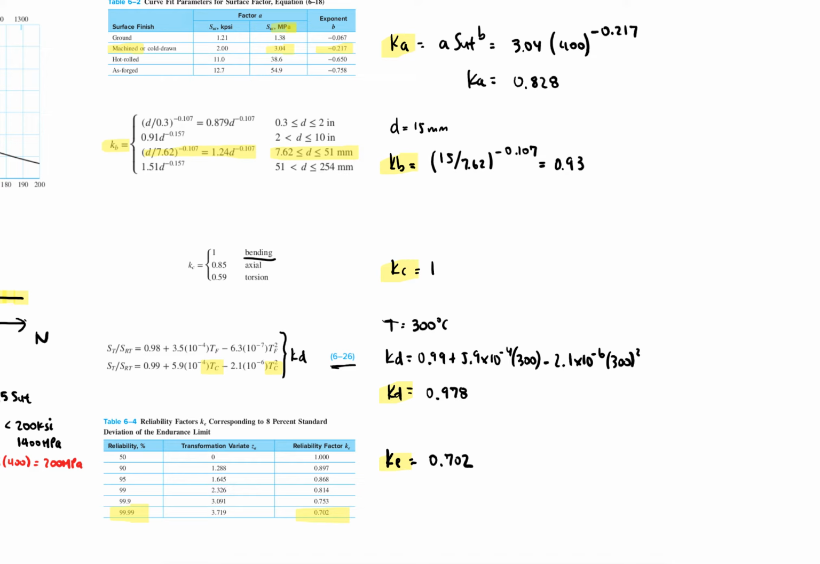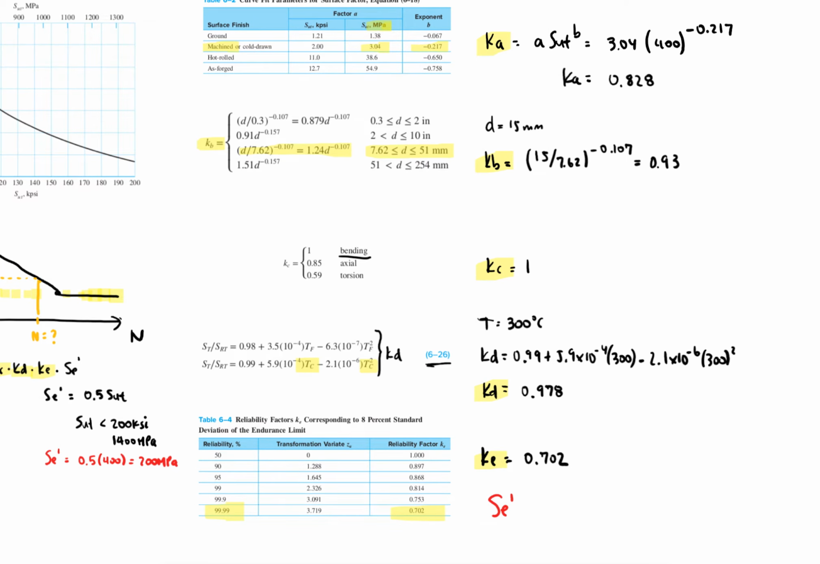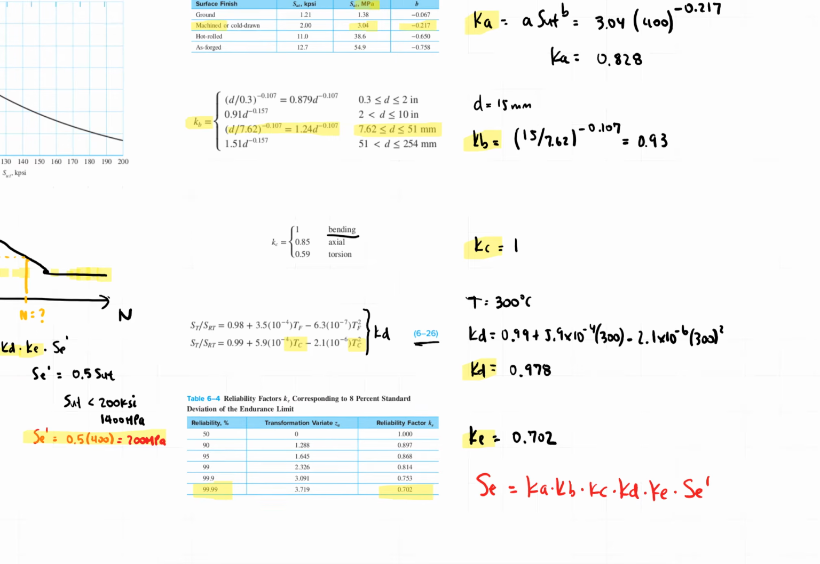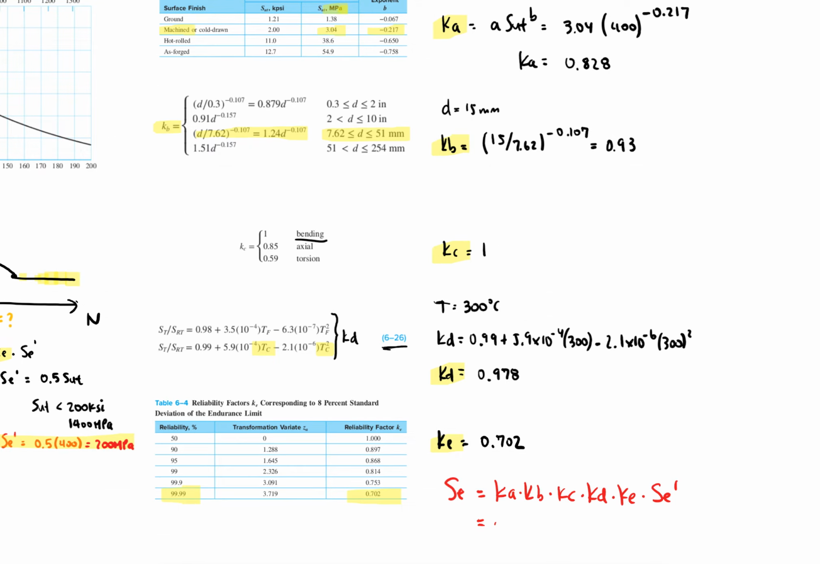Okay, so basically I grab all of those and I have SE, just like I showed here, and SE would be equal to KA, KB, KC, KD, KE times SE prime, which was the idealized one. So this is 0.828, which was this, 0.93 for KB, 1 for KC, 0.978 for the temperature, 0.702 for the reliability, and SE prime was already here as 200, which was just half of the ultimate strength, which was 400. Okay, so SE will give me a value of 106 megapascals.